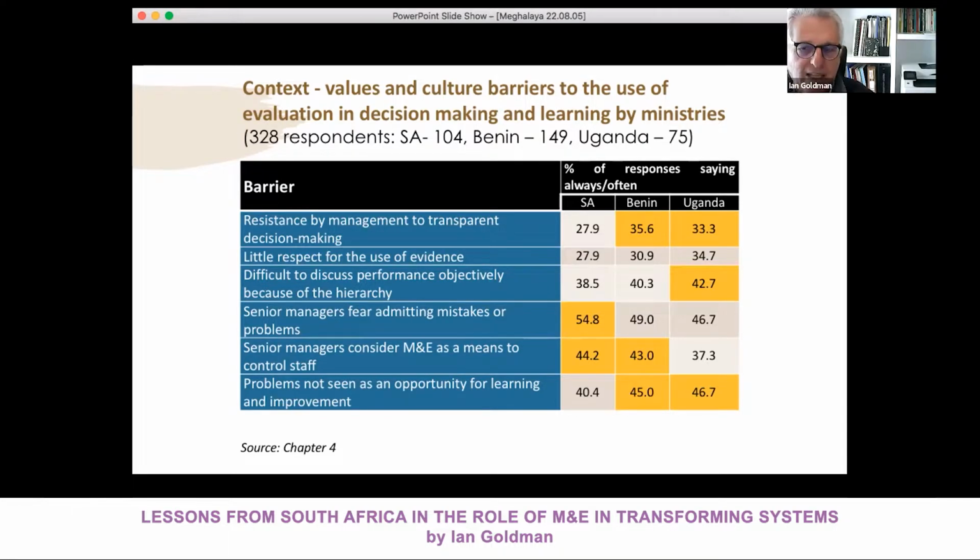About 50% say senior managers fear admitting mistakes or problems. And if I just come to the last one, around another 50% say problems are not seen as an opportunity for learning and improvement. This is a really, really big cultural problem, because if you do not acknowledge problems, you will not solve those problems and you will never improve. So there's a huge issue at the root of most bureaucracies, which we have to deal with if we're to get a system which is self-improving.